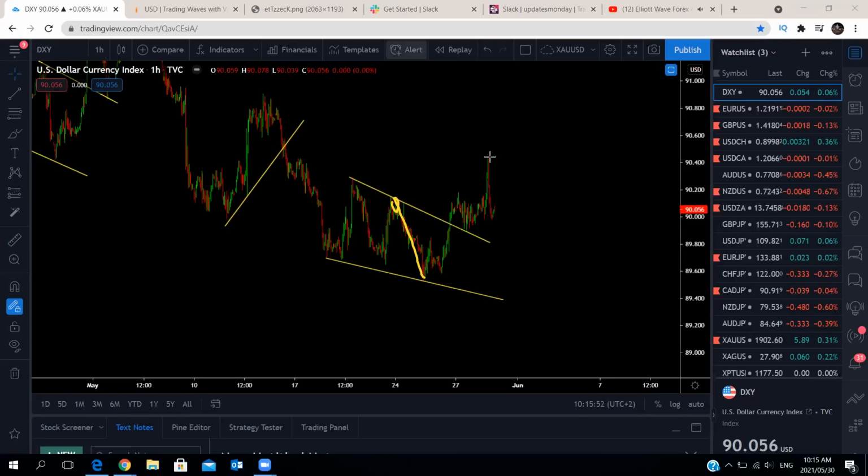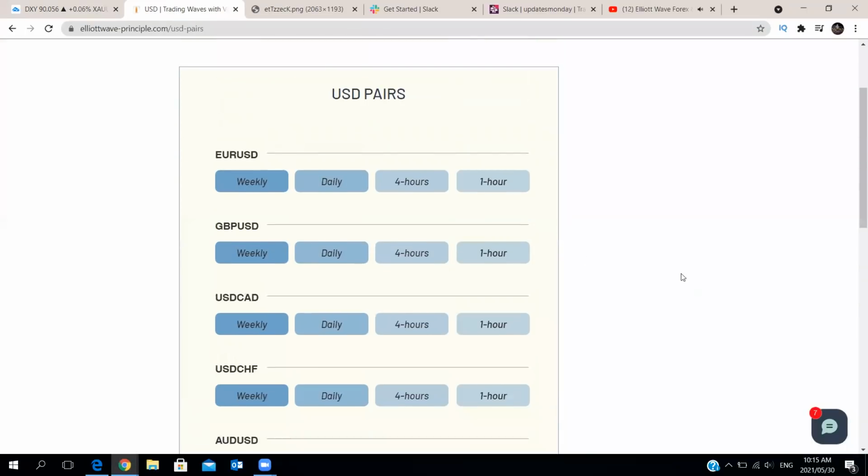Okay, but we knew that that was simply a corrective structure. Our bias is downside. Whether we're getting a 3-wave pullback, we are trading lower. So that is the DXY. Now let's go to Euro US dollar.